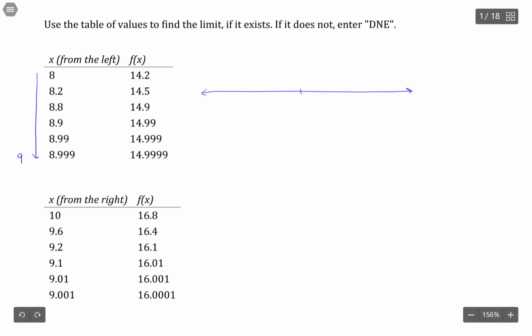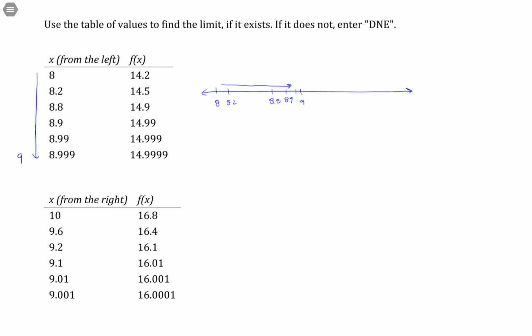So if 9 is right here, then this could be 8, 8.2, 8.8, 8.9, 8.99, and so forth. So we're approaching 9 from the left, so from the values that are smaller.